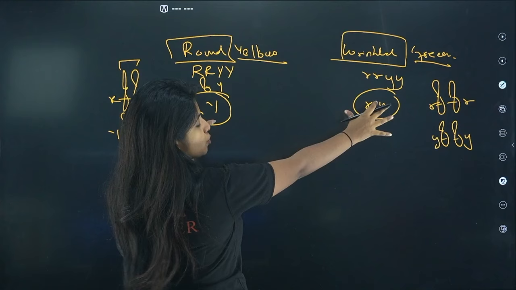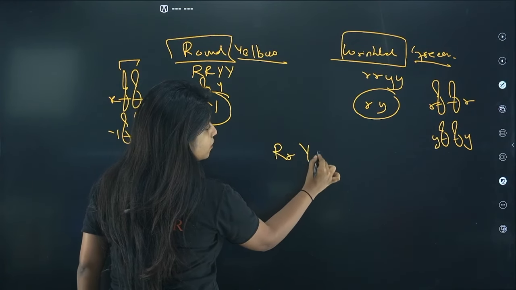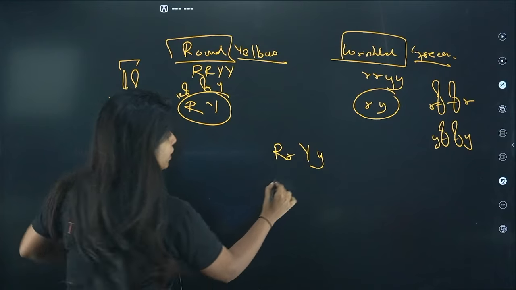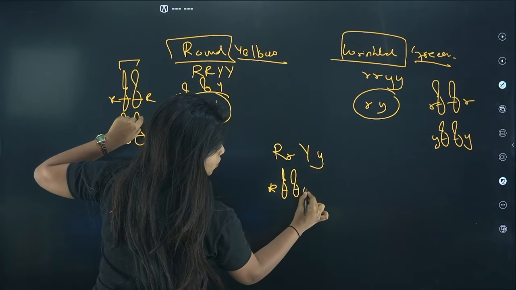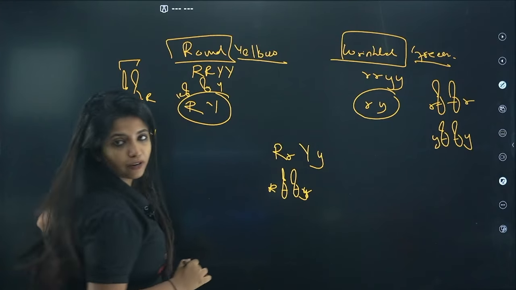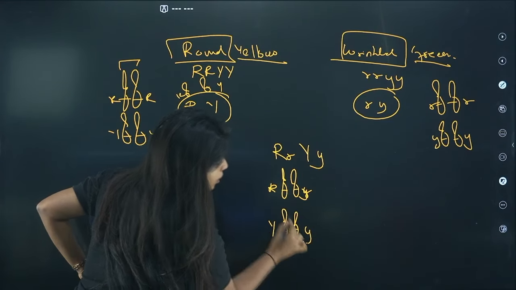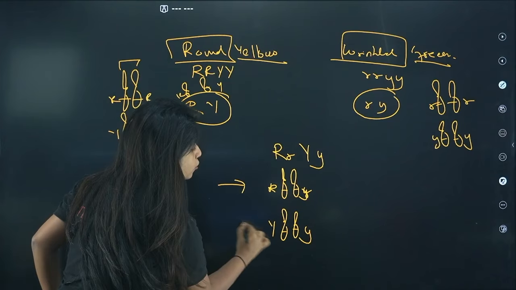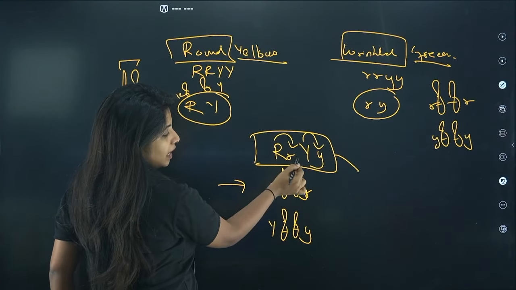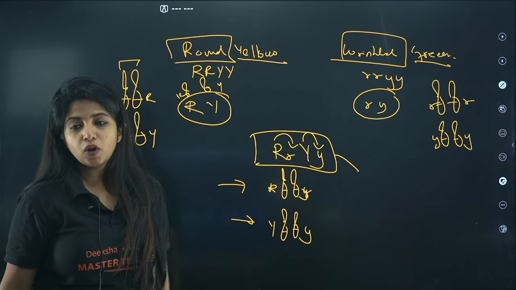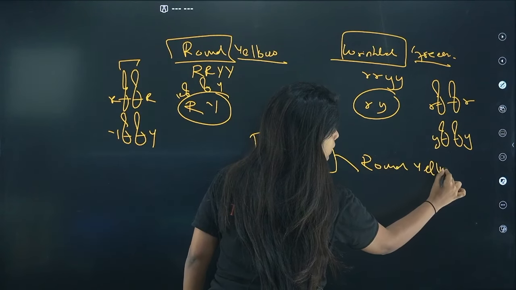Now if you try to fuse the gametes, it will be capital R small r, capital Y small y. That means now you have got capital R from here and another chromosome with small r from here. Similarly, you have got capital Y from here and small y. So this is a new set of chromosomes in the progeny. All of them would be round and yellow, because capital R is dominant over small r and capital Y is dominant over small y.